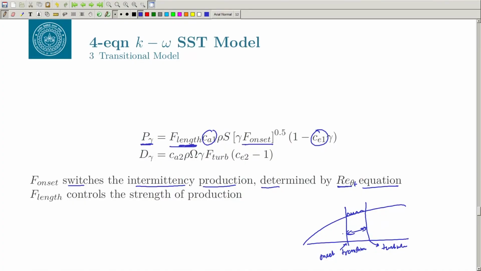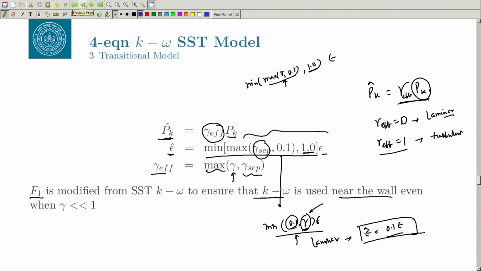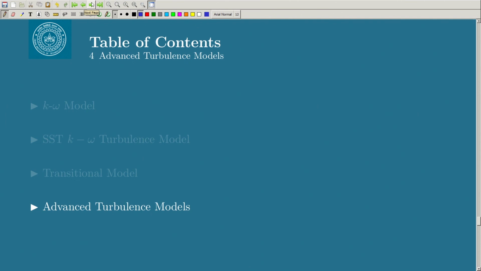So, by comparing this R theta t with the experimental data, when we switch on this gamma, it will work, and then gamma will be used in your K and omega equations. In the K equation it will change the production and dissipation of the turbulence kinetic energy, and in the omega equation it will change the blending rate, as we saw earlier. Okay. So, this is the transitional model.